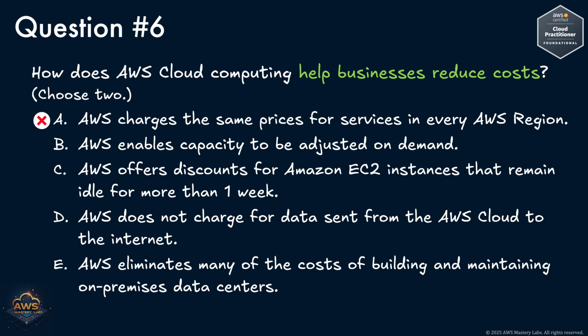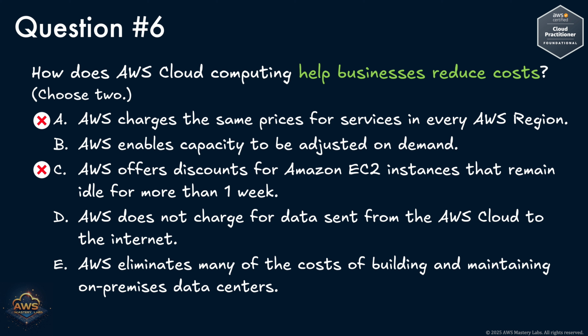Now let's break down each option. Option A. AWS charges the same prices for services in every AWS region. This statement is simply factually incorrect. AWS pricing varies by region based on infrastructure, operational costs, and local market conditions. For example, running EC2 in Northern Virginia, US East 1, is usually cheaper than in São Paulo, SA East 1. So this option isn't about cost savings, but rather a misunderstanding of pricing policy. Incorrect, because AWS does not charge the same across regions.